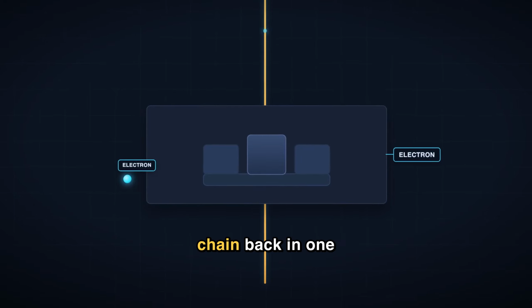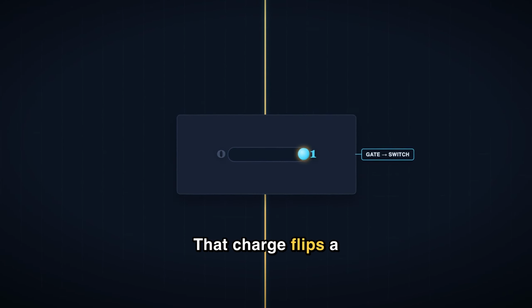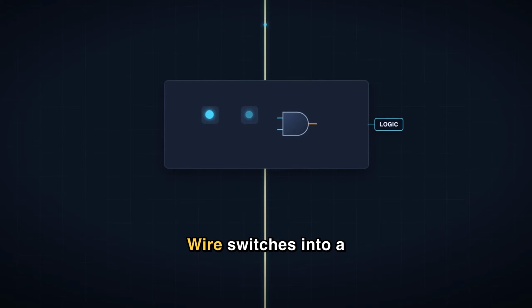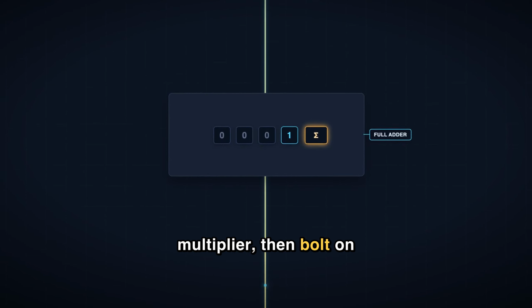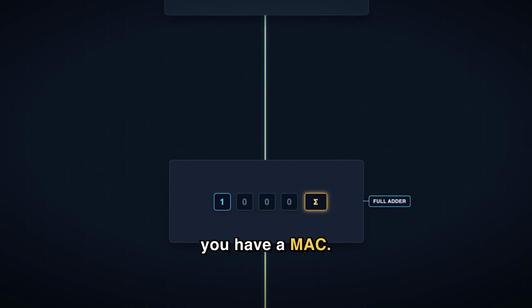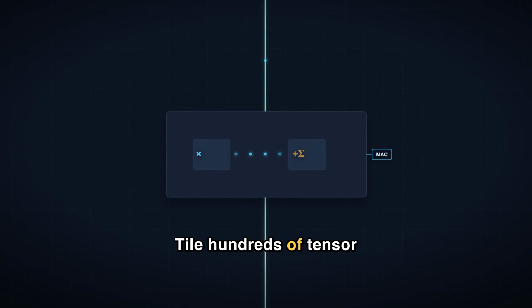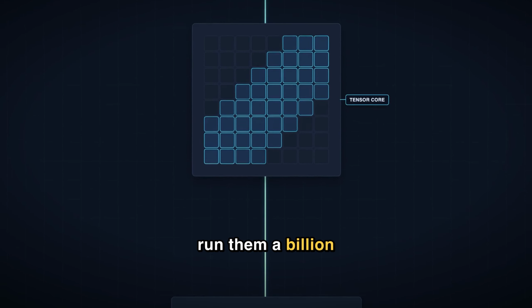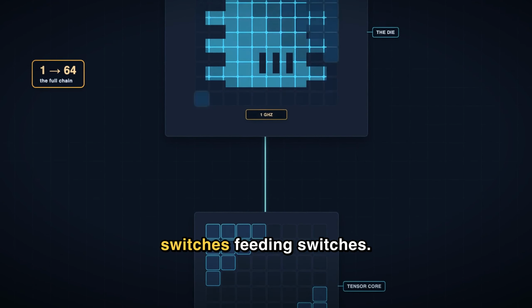Now trace the whole chain back in one breath. Electrons rush in and charge a gate. That charge flips a switch, a 1 or a 0. Wire switches into a full adder and it counts. Chain adders into a multiplier, then bolt on a running total, and you have a MAC. Tile 64 MACs into a grid, and you have a tensor core. Tile hundreds of tensor cores onto a die, run them a billion times a second, and you have the model's answer. Every link is just switches feeding switches.